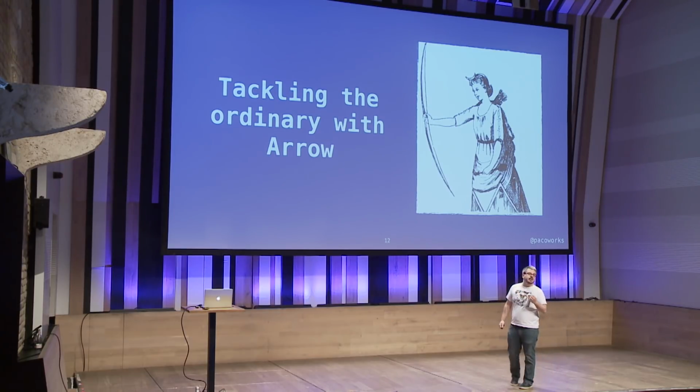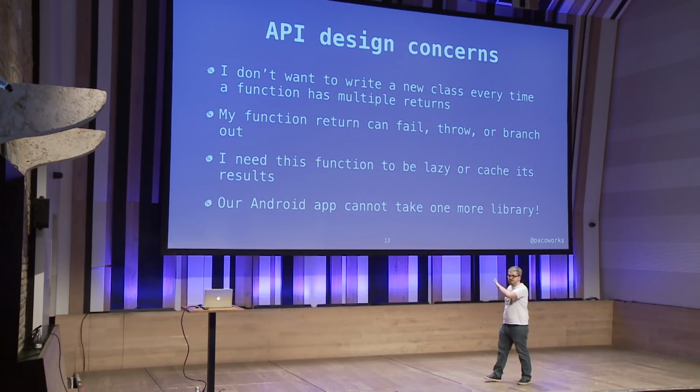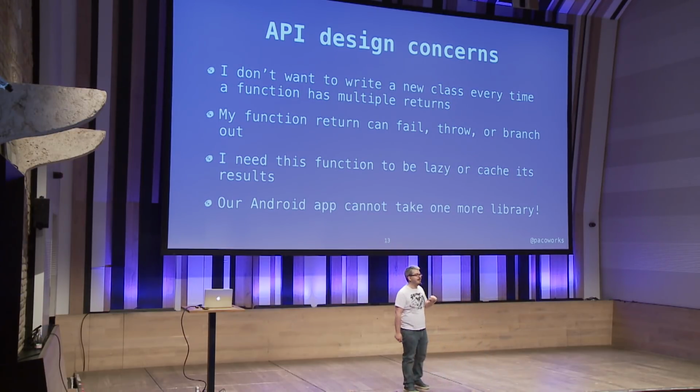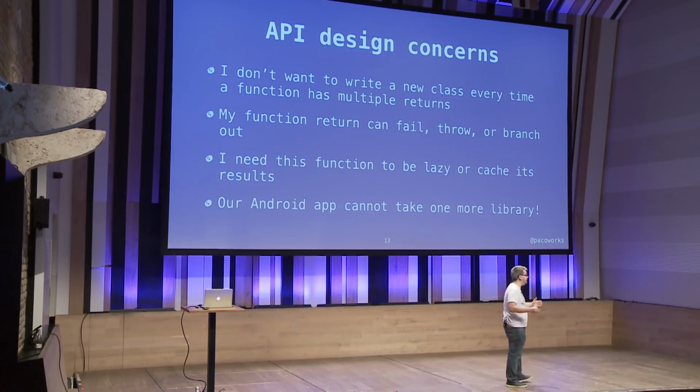So how do you tackle the ordinary with Android? Basically, you're going to start thinking about your API design concerns. This is the most basic thing that you do day to day. Hey, I don't want to write a new class every time I have multiple returns from a function. The second one is, what happens if my function has to fail, has to throw, is not total, it cannot handle all possible input cases, or maybe it can throw an exception? Do I need a function to be lazy? Do I need a function to cache its results? Do I need a function to be executed every single time that it is called?